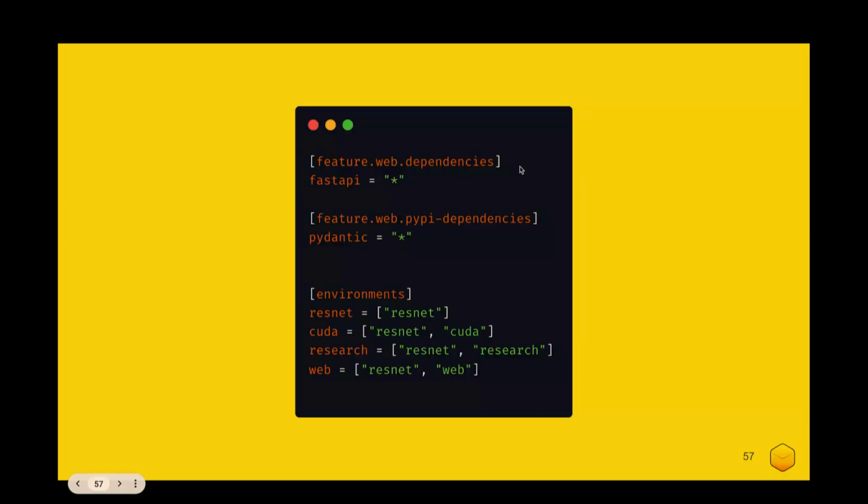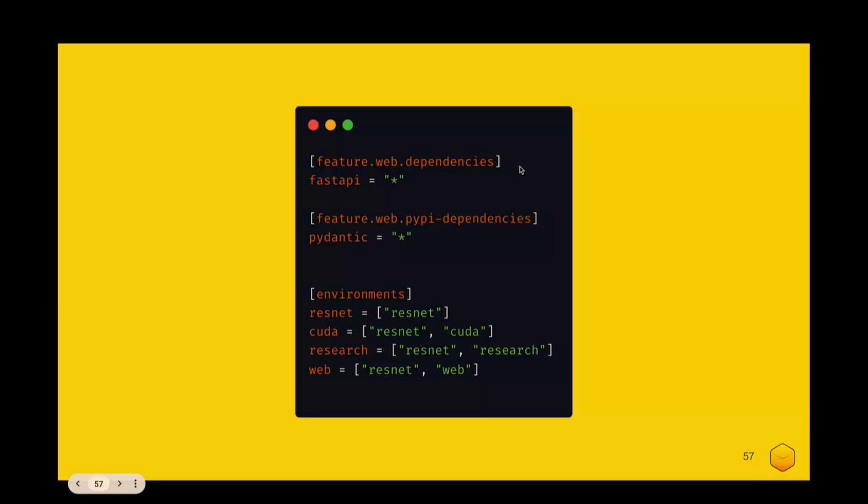And the last step, let's say that you're finished with your research and you want to host your model, you want to serve it, so you will need a web environment. You can have it as a feature here where you will list FastAPI, and maybe you want to bring specific PyPI libraries. You will do it under PyPI dependencies. In our case, it's Pydantic. So at the end, you will have multiple environments that Pixi will manage for you and install automatically for you.